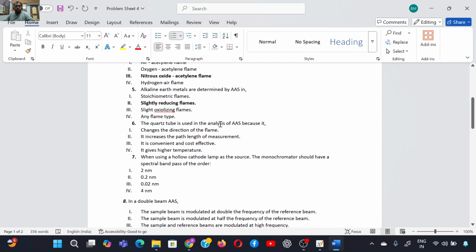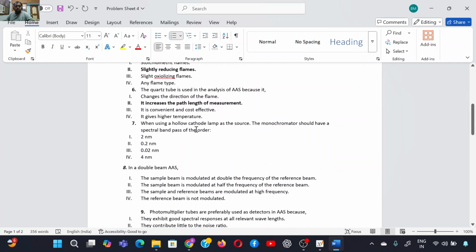The quartz tube is used in the analysis of AAS because it increases the path length. Because if you increase the path length, it will boost the absorbance. Okay. When using a hollow cathode lamp as a source, the monochromator should have a spectral band pass of the order of 0.2 nanometer. So again, this I think sir covered in class.